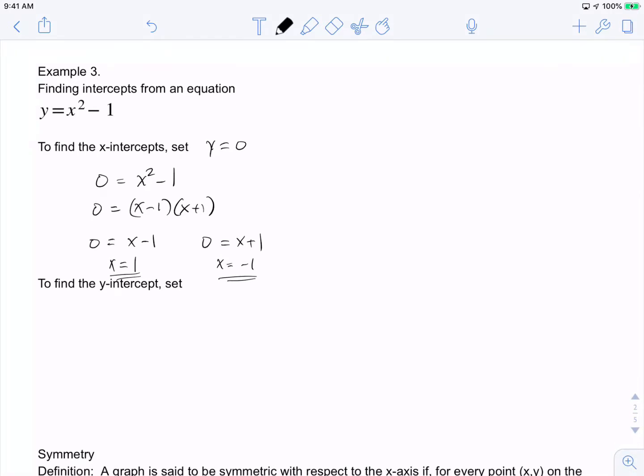Likewise, to find the y-intercept, we're going to set x equal to 0. So there's the distinction between the two. For the x-intercept we set y equal to 0, and for the y-intercept we set x equal to 0. So y is equal to, now we're substituting x is 0, so we're going to get 0 squared minus 1. So we see that the y-intercept is negative 1.